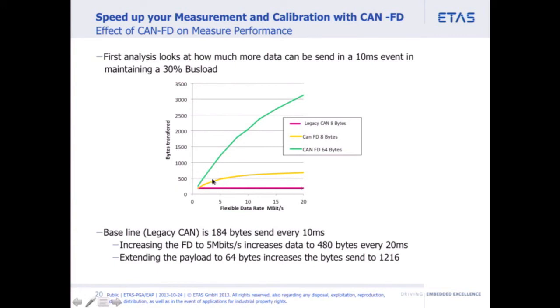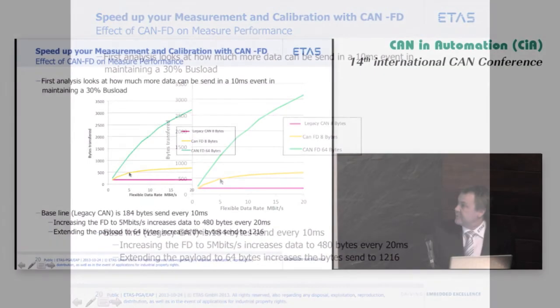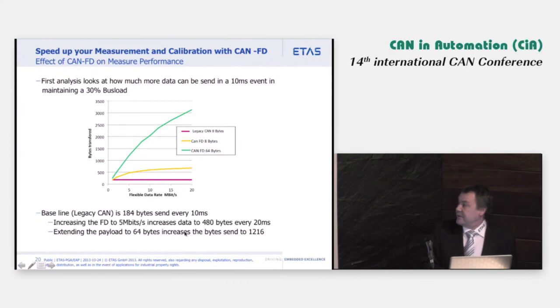Of course, it doesn't make any sense because you can't have a legacy CAN with a 10 megabit data rate, but it's just to see the comparison. If I move to just the 8 bytes, and for example I go to 5 megabit per second, I'm actually going from 184 bytes to 480 bytes. I can send significantly more data. I'm now receiving, instead of 92 messages, 240 messages. I could read a lot more data out of the ECU.